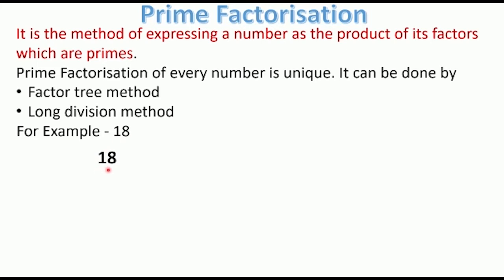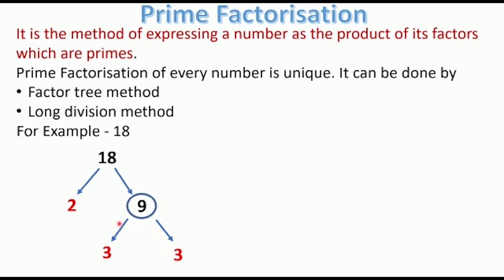Here 18 can be divided by 2 because the last digit of 18 is 8 and 8 is an even number. So this 18 can be divided by 2. Write here 2, and when you divide 18 by 2 you will get 9. So write here 9. Now divide this 9. By which number can you divide this? By 3 you can divide. So write here 3. Then if you divide this 9 by 3, what will you get? You will get 3. So write here also 3.